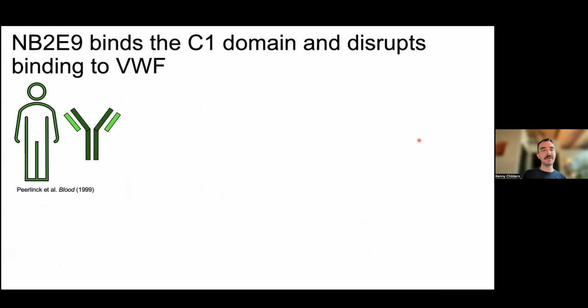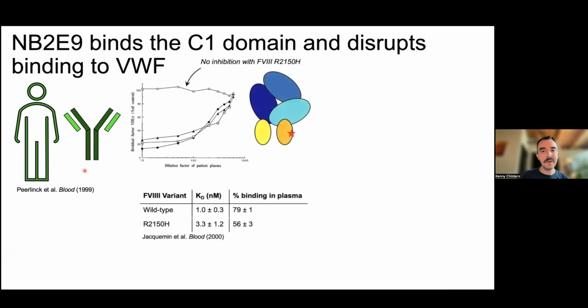And the last structure, or the last antibody, I'm going to go over today is an antibody termed NB2E9. This antibody binds to the C1 domain, and it disrupts von Willebrand factor from binding. It was first reported about 20 years ago. Researchers found that this antibody binds near the region where the patient has a missense mutation, arginine 2150 to histidine. That's where this little star is shown.